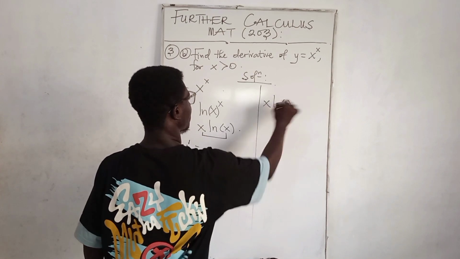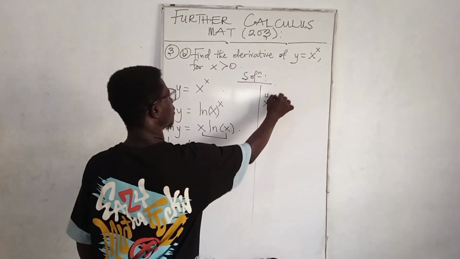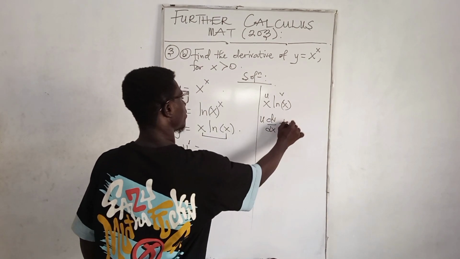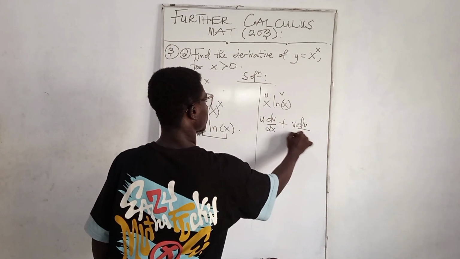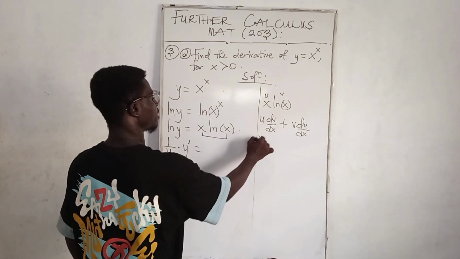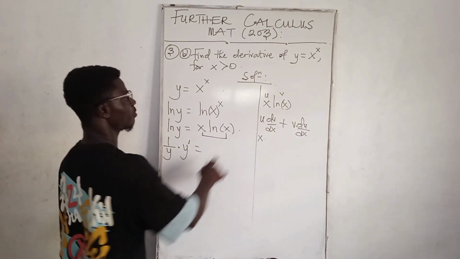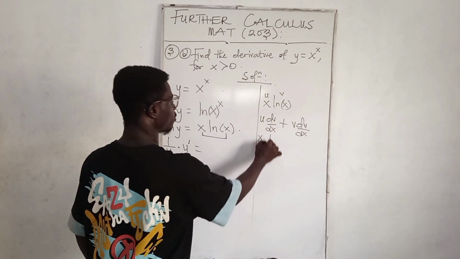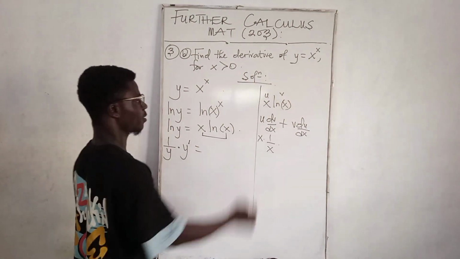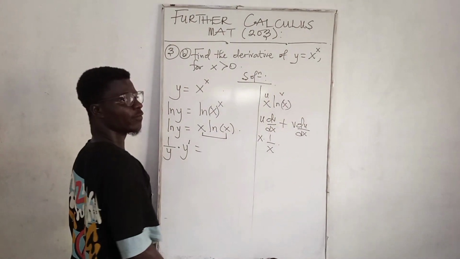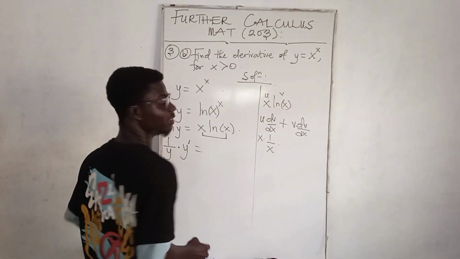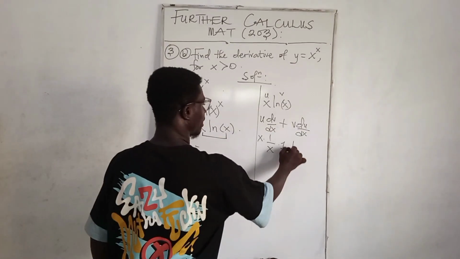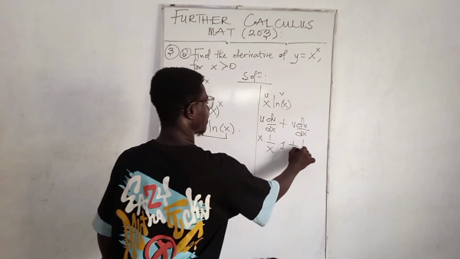How do you differentiate x ln x? This one is my u, this one is my v. So I get u dv over dx plus v du over dx. So my u is x times my dv. My dv is the derivative of ln x. How do we differentiate ln x? I get 1 over x times the derivative of the variable inside, and the variable inside is x. Then I differentiate, which means I get 1, plus my v is ln x.